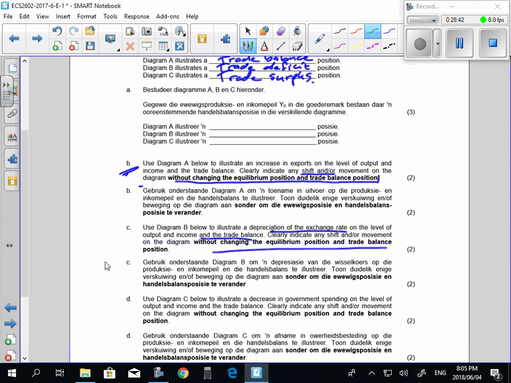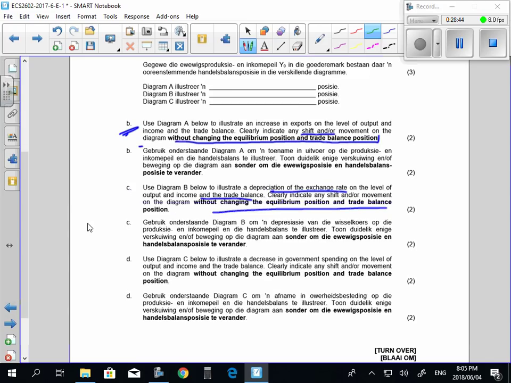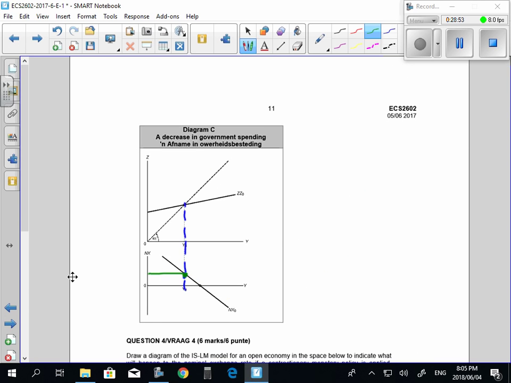All right, and finally, use diagram C to illustrate the decrease in government expenditure on the level of output and income and the trade balance. Blah, blah, blah, all the same. So, if the government were to decrease government expenditure, what would that do to the demand for goods curve? It would decrease it. It would shift it downwards.